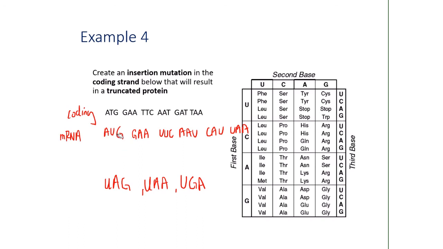Well, we have AUG here. I can insert U over here, right? So if I insert a U here, then the ribosome will read AUG, and then the next thing it will read would be UGA, and UGA would be a stop codon, and the rest of it would not be made, right? And to reflect that in the coding strand, I would be inserting a T.